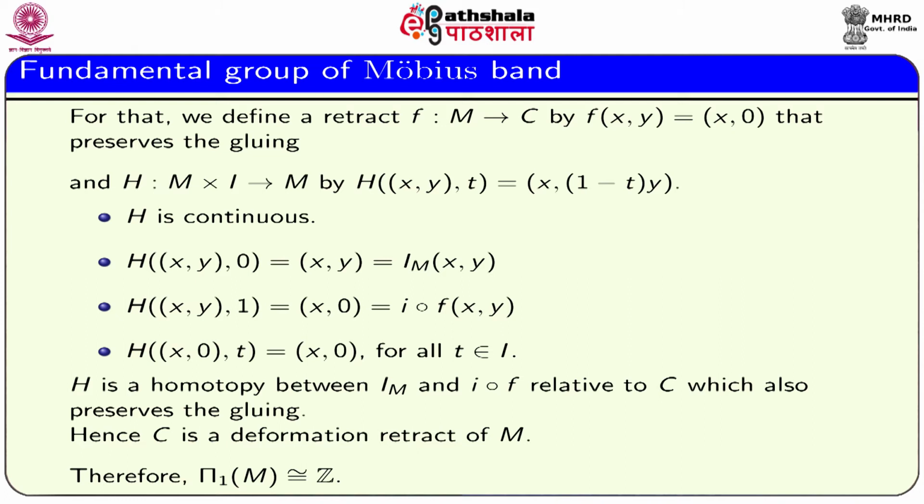H of x, 0, t is x, 0 for all t belonging to capital I. Therefore, H becomes a homotopy between the identity map I_M and the function i composed F relative to C, which also preserves the gluing. That is, C is a deformation retract of capital M. Therefore, pi 1 of M is again isomorphic to Z.